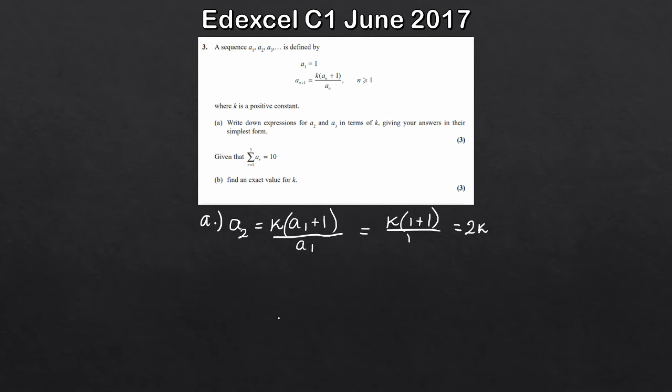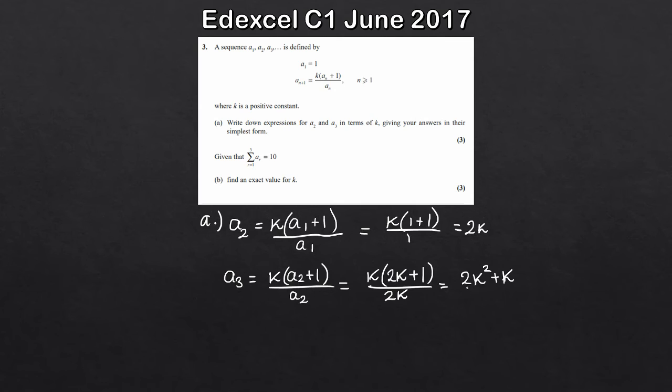Okay, and then once we've got A2, we can work out A3 using our recurrence relation. So A3 is equal to k times the previous term A2 plus 1, divided by A2 again. And plugging A2 in then, which is 2k, we get k lots of 2k plus 1 divided by 2k. At this stage, simplifying this will give me 2k squared plus k, all divided by 2k.